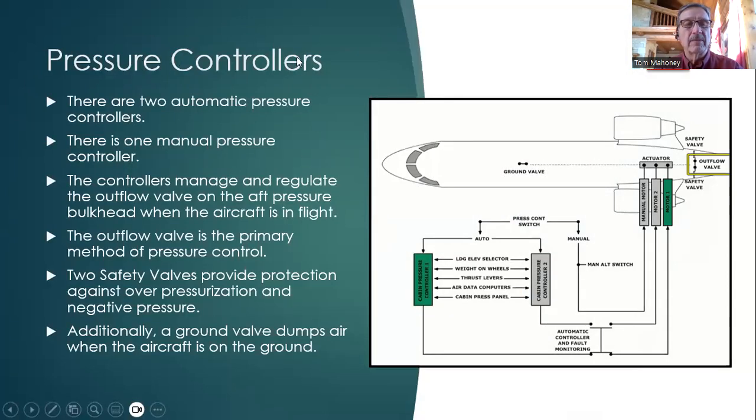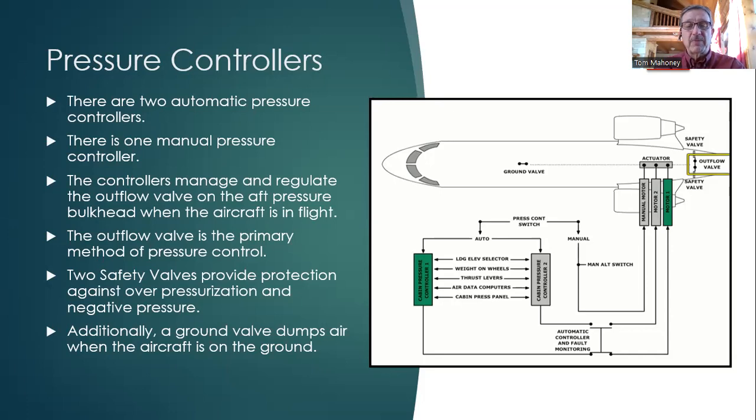So pressure controllers are the computers on board that modulate and control the pressurization in the cabin and flight deck. There are two automatic pressure controllers. There's one manual pressure controller. So we actually have 3 pressure controllers on the aircraft, 2 automatic and 1 manual. The controllers manage and regulate the outflow valve on the aft pressure bulkhead when the aircraft is in flight. The outflow valve is the primary method of pressure control.